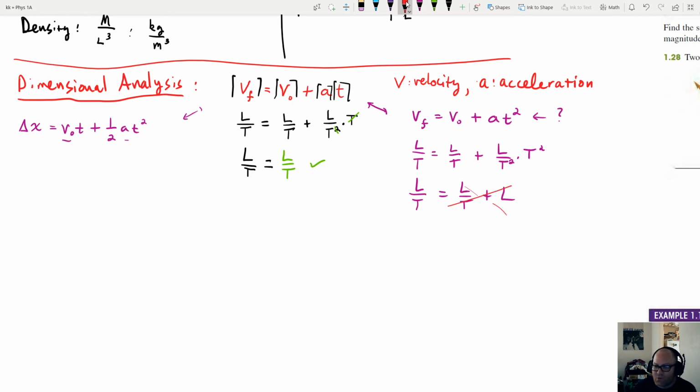If I have 1 meter per second and I want to add to that 5 meters, this doesn't mean anything. This is not equal to anything. I can't take 5 meters and add a meter per second. I can't take 5 pounds plus 2 meters. That doesn't mean anything. Anytime you add, these two units have to be the same.